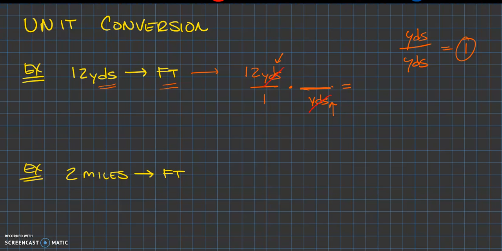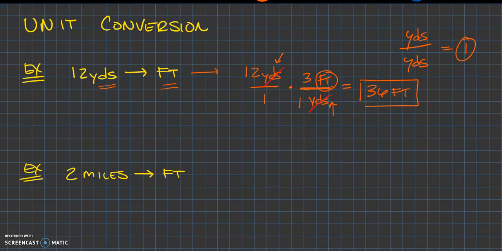Well, there is a direct conversion from feet to yards, as I said, so I will just put feet over yards. Now here's the question. How many feet are in 1 yard? This is just 1 yard. There are 3 feet per yard. And so I multiply 12 times 3 and get 36. My yards canceled. The only unit left is feet. So I know that 12 yards is equal to 36 feet.